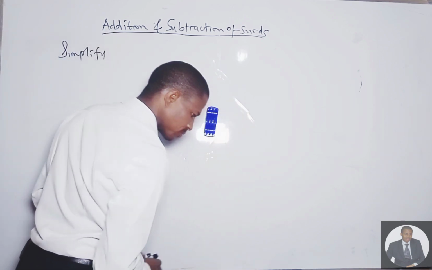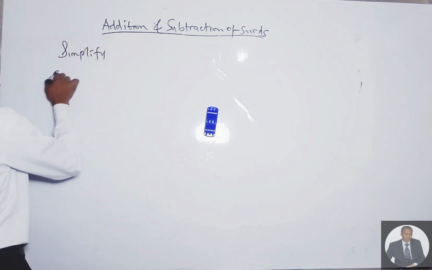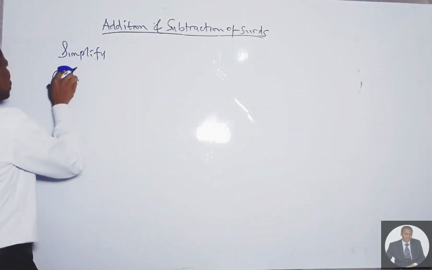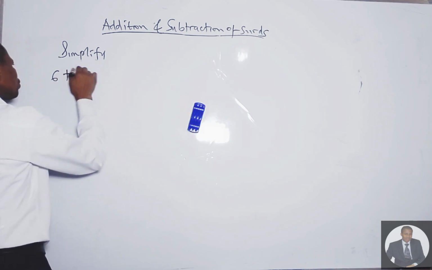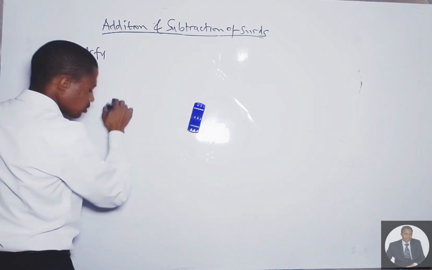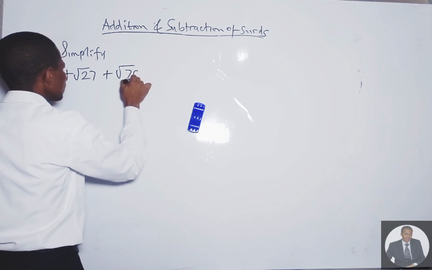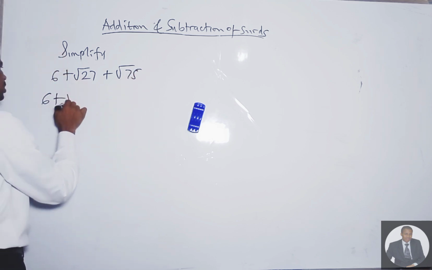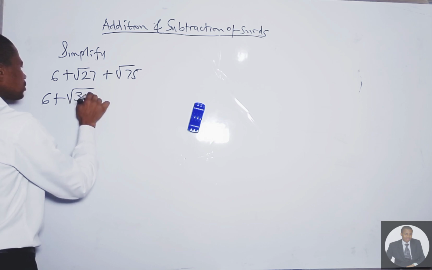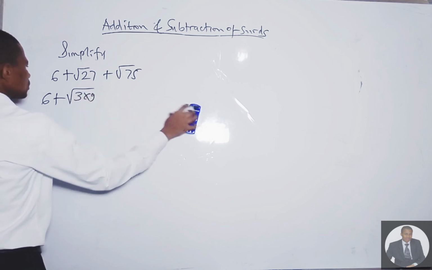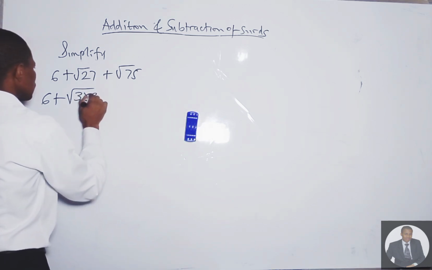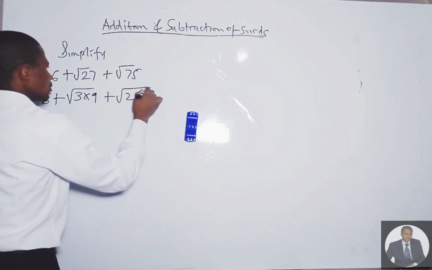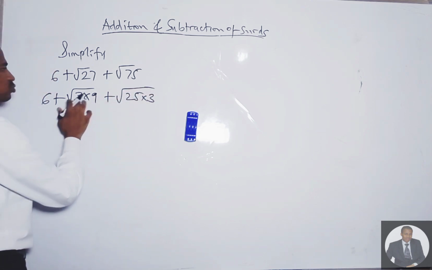Another question. 6 plus root 27 plus root 75. So what do we do? 27 is 3 times 9, while 75 is 25 times 3. So something is common here, root 3.